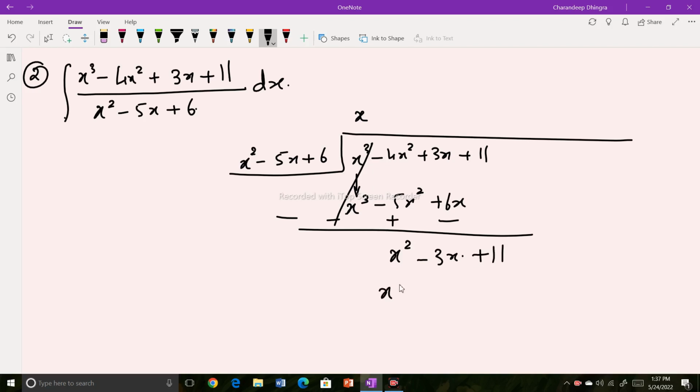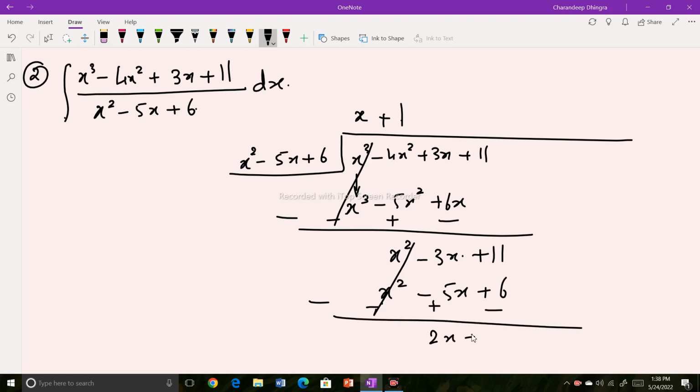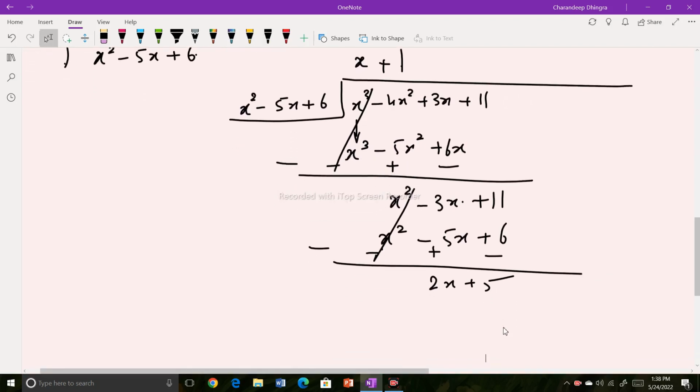Now we need x square here. So I'll multiply by 1. You get x plus 1 and we get x square minus 5x plus 6. Again you do minus plus minus. Cancel. So what you get is 2x plus 5. Now we know a formula from school days, that is dividend is equal to divisor into quotient plus remainder.